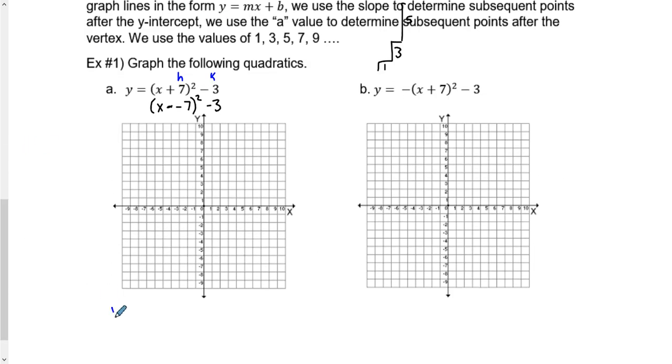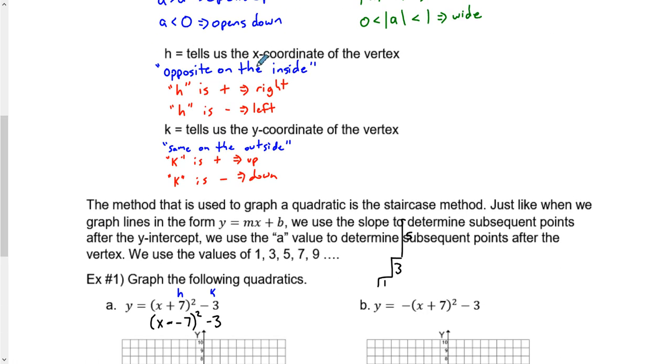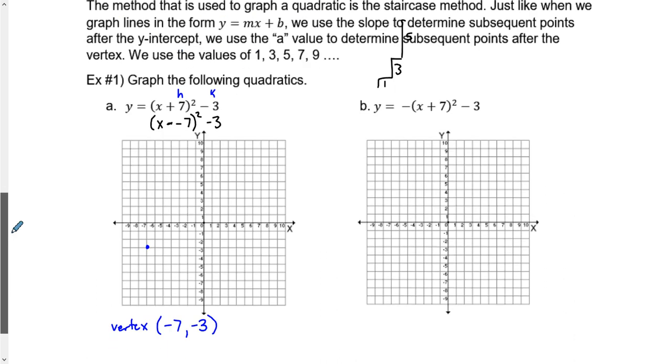The vertex will be the coordinate -7, -3. So what does that mean when I talk about opposite on the inside, same on the outside? Well, opposite on the inside, our vertex is -7, -3. Inside, it says it's x plus 7. So we use the opposite of this sign because subtracting a negative is positive.